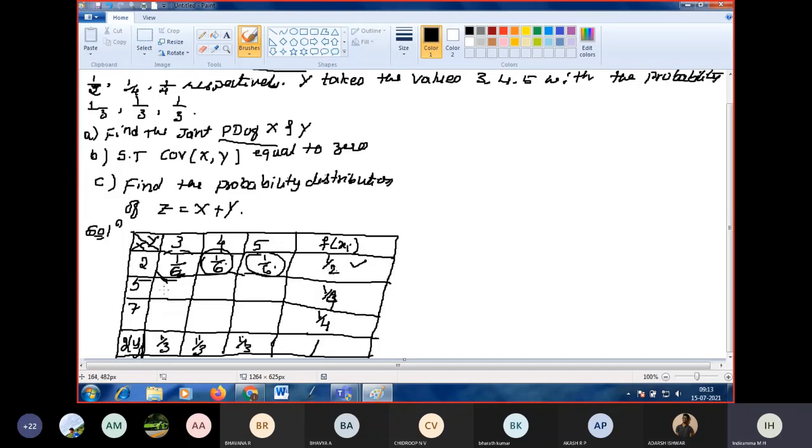Next, come to the second row. The value of this cell should be equal to the product of 1 by 3 and 1 by 4, that is 1 by 12.